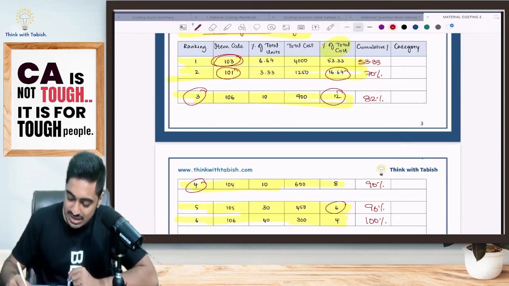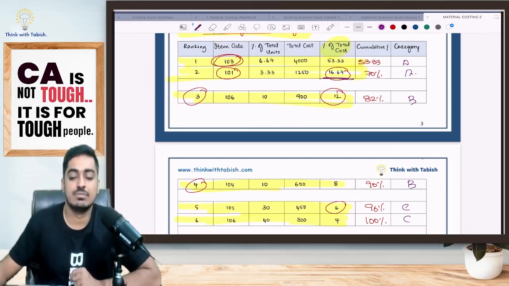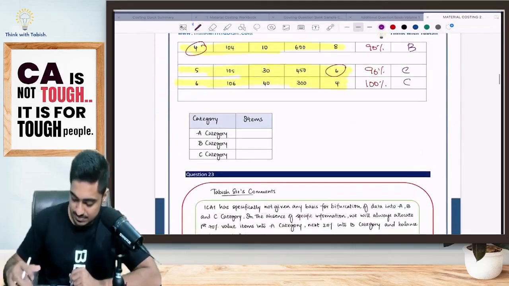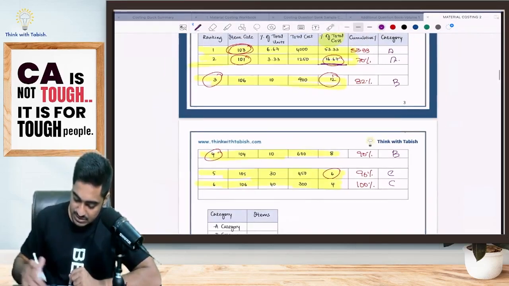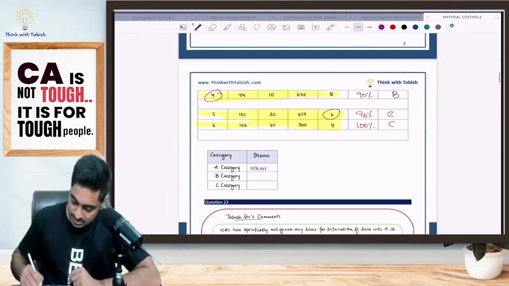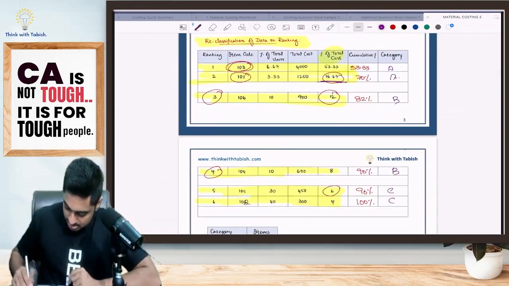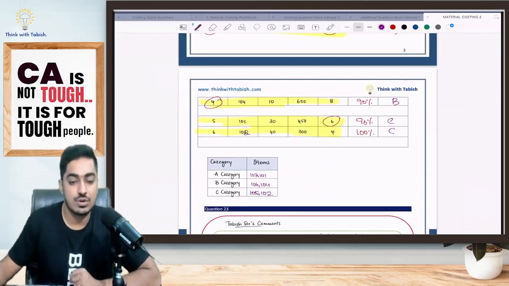Even if I follow that, the answer is going to be the same, because 15 or more is A, 6 or less is C, and in between is B. Is this clear, everyone? Please give me a confirmation. Yes, in A category, I have item 103 and 101. B category I have 106 and 104. C category I have 105 and 102. Yes or no, everyone? Perfect.